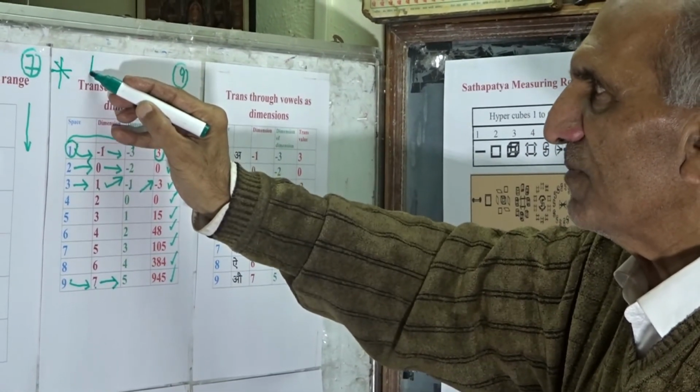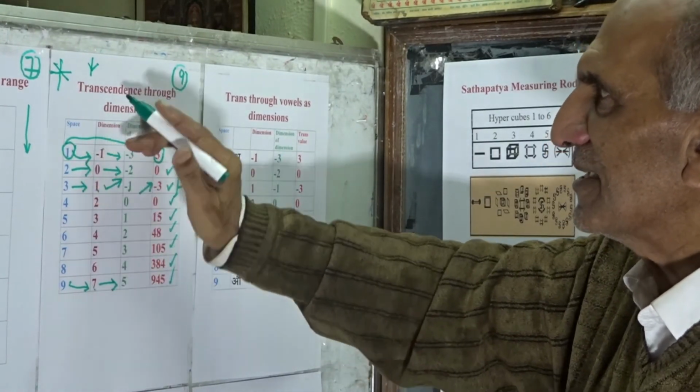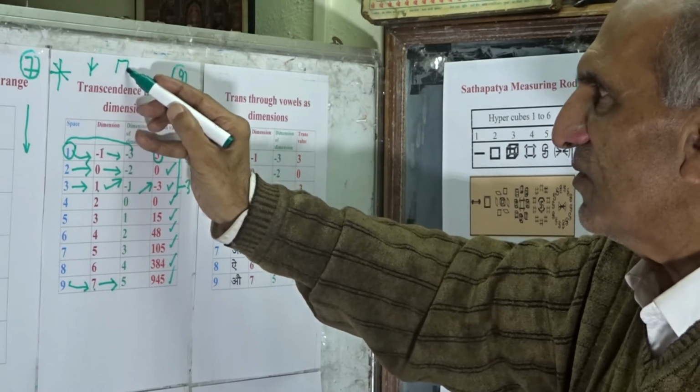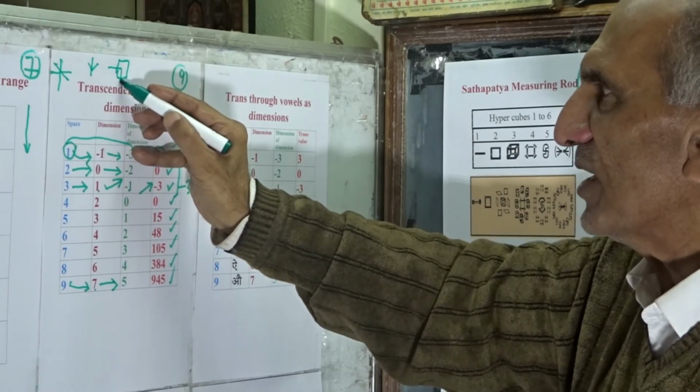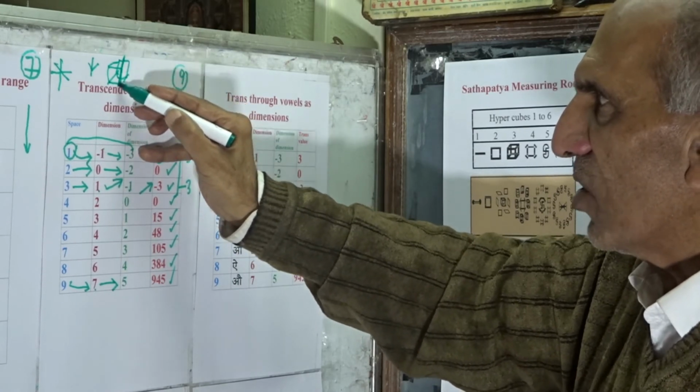Now 1 space is playing the role of a dimension here. Now if we want to have a transcendence within a 3 space, that means within a cube, then we have to transcend within this domain along the dimensional frame, that is along 1 space.